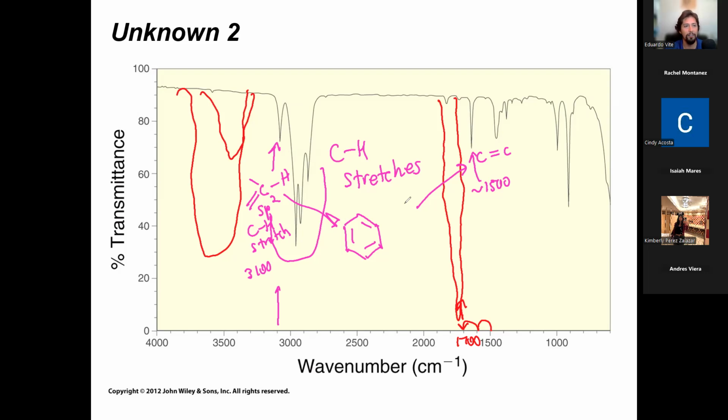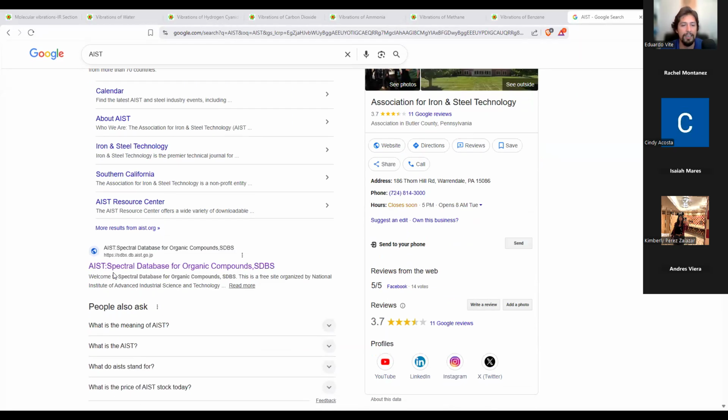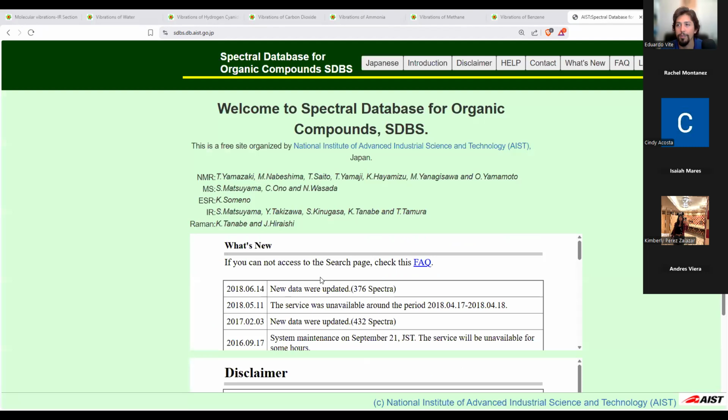Alrighty. So I want to show you one more website. I'm going to stop sharing real quick. One more website that you guys should definitely know. And it has been helping people and it continues to help people. So I show it. Alrighty. So this is the AIST spectral database for organic compounds. So you can Google it, click it, and you're going to come to this website right here.